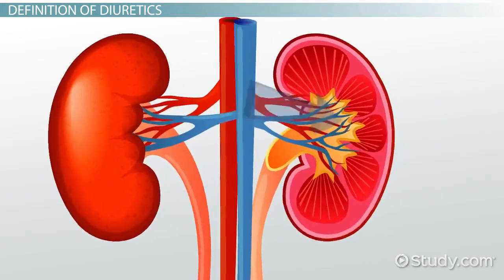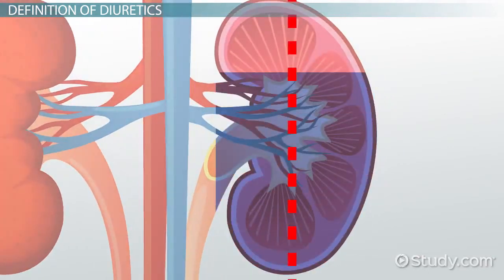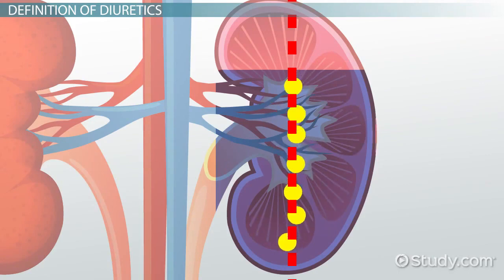They reabsorb electrolytes, mainly sodium, potassium, and calcium. Due to osmosis, the water naturally follows the electrolytes to establish an equal concentration of solutes on either side of the semipermeable membrane in the kidney. So what diuretics do is block the reabsorption of electrolytes.